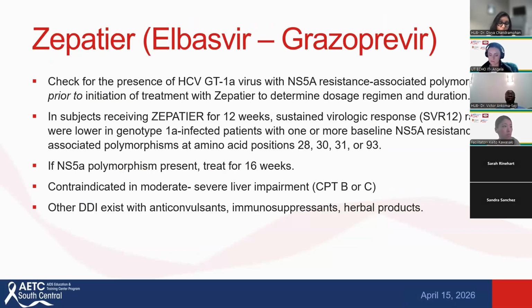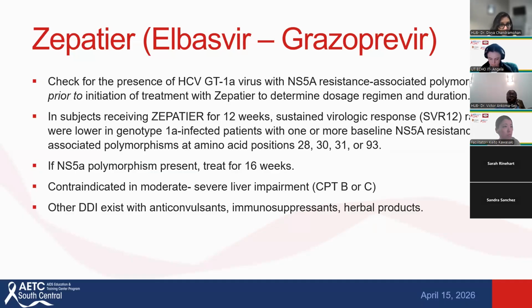For Zepatier, there's an important caveat. If you have a genotype 1, you need to check for something called an NS5A resistance-associated polymorphism, and this test is available in multiple different laboratories. You can order this test and look for the HCV resistance. And what it is basically, there are some amino acids that I listed on the slide where you have substitution of different amino acids in these positions, which will result in decreased efficacy to Zepatier.